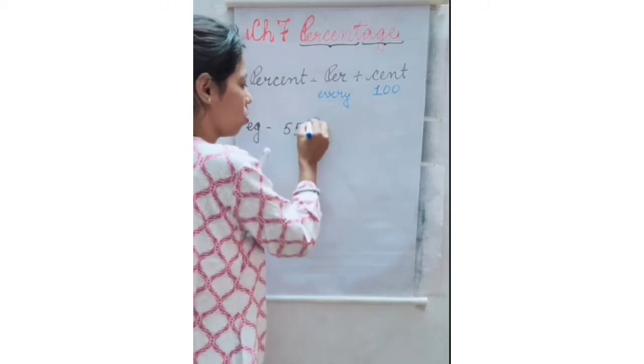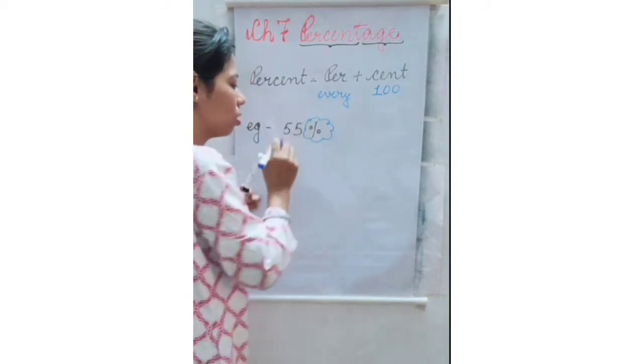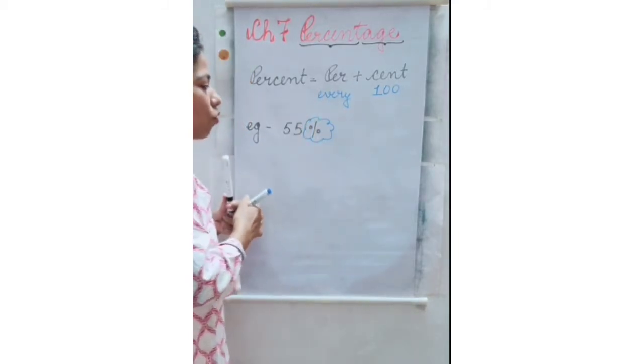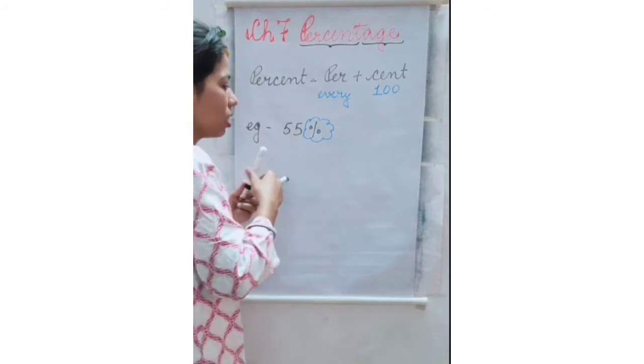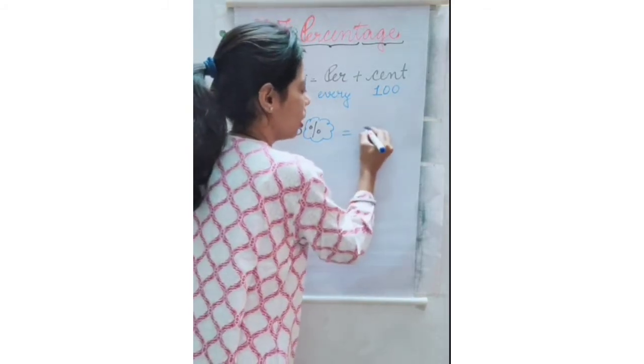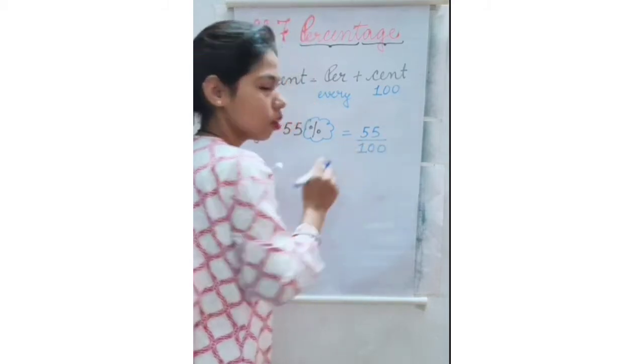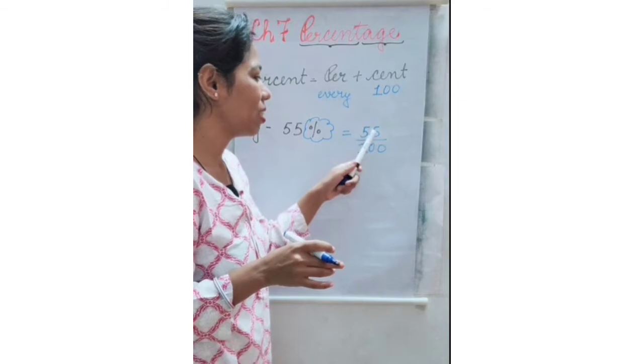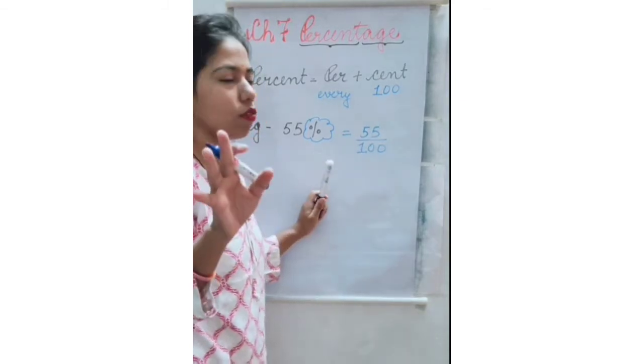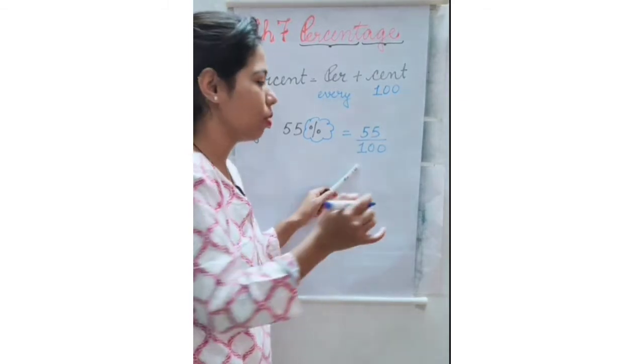This is the sign of percent. So 55% means 55 out of 100, or we can say 55 hundredths, which we have studied in the last chapter, decimals.